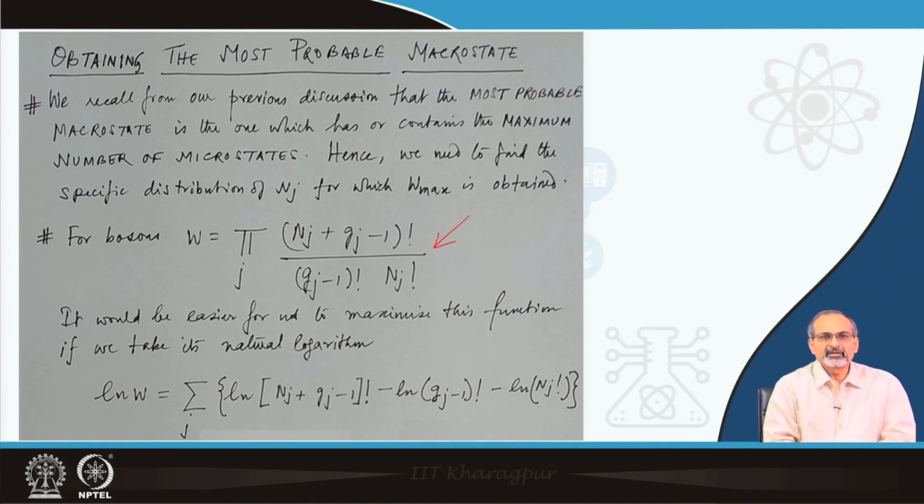In order to do that, it will be easier if you take a log of this function. If you take the log, it gives you this form in the form of a summation. Originally, in the W expression it was in the form of a product, and now it becomes a sum of the logarithmic terms.